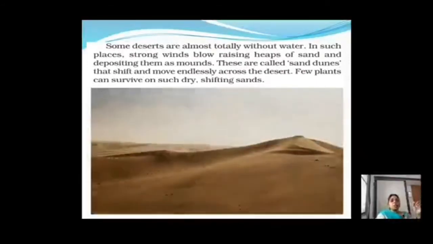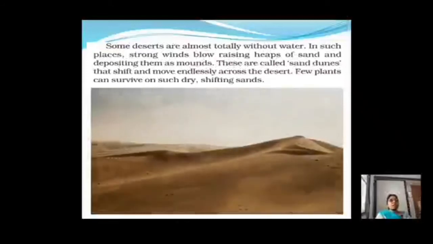So the wind will collect all the sand and deposit it over the other sand, and it will become a small hill-like structure that is called a mound. These are called sand dunes. A small mound-like structure. How is it formed? Because of that strong wind. Sand dunes are formed that shift and move endlessly across the desert. That strong wind moves across the desert.